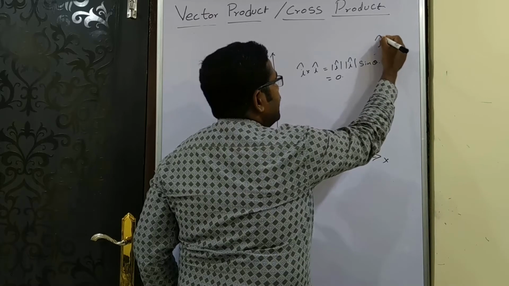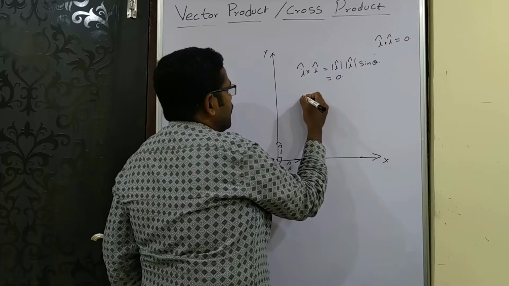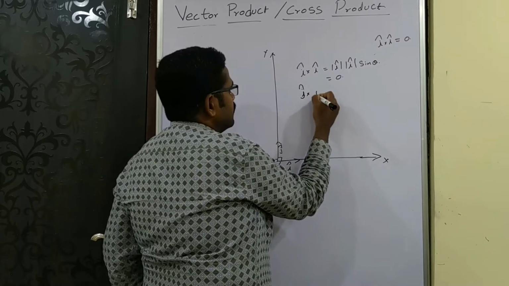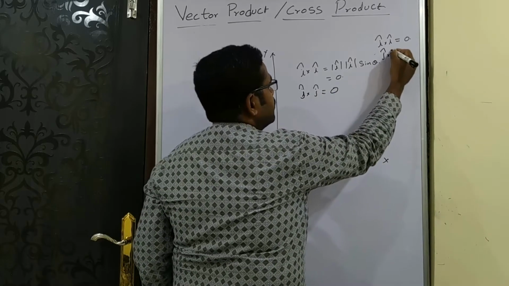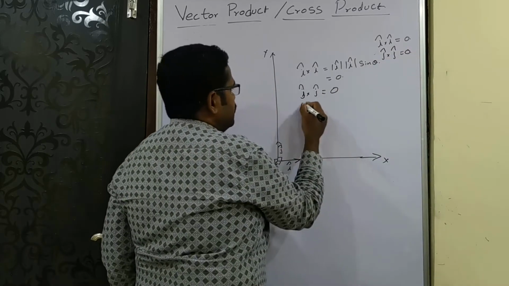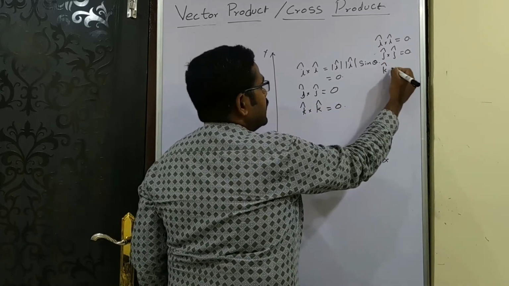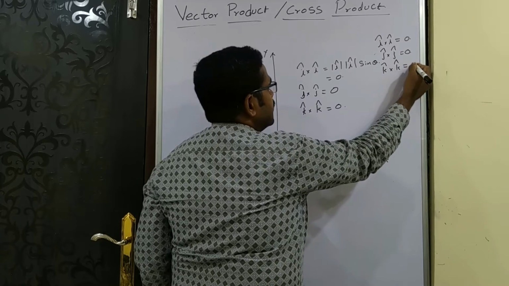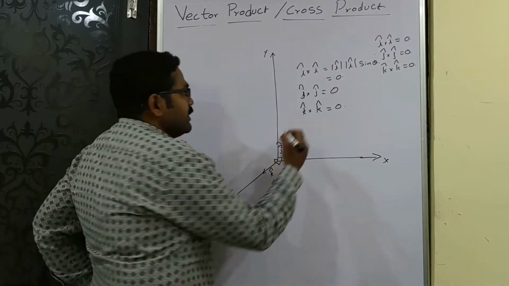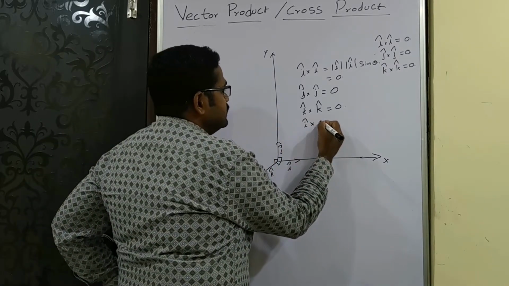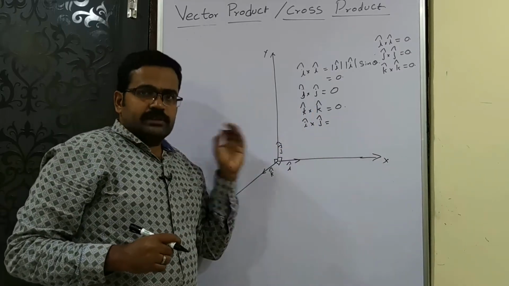So I will write it here. I cap into I cap is equal to 0. So next one. J cap into j cap. How much is this? This is again equal to 0. J cap into j cap is equal to 0. K cap into k cap. How much is that? This is also equal to 0. K cap into k cap. This is again equal to 0. Now comes the question. What happens if I multiply I cap with j cap? What will happen if cross product between I cap and j cap is done?